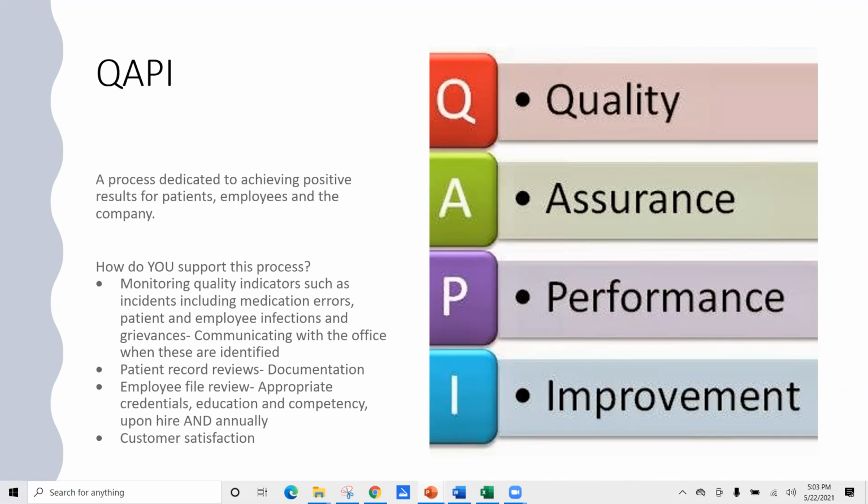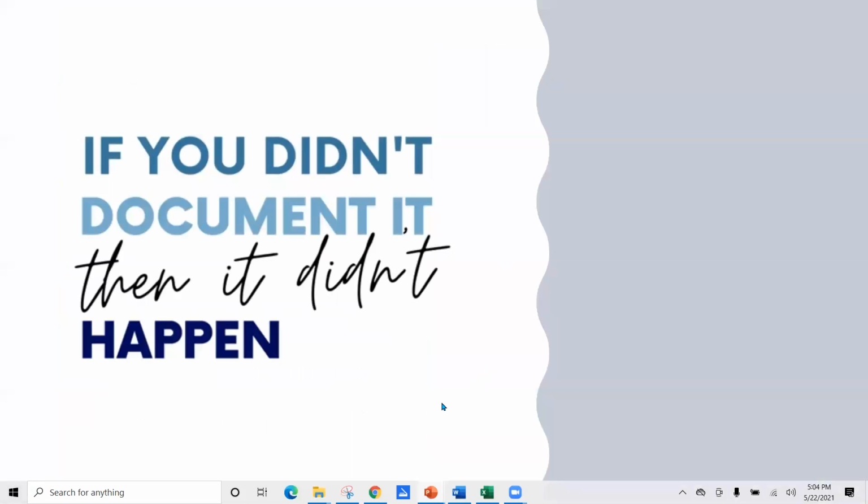Then we do patient record reviews. So your documentation is a pretty important part of our quality assurance performance improvement. Your employee file review is also part of this, making sure that you're appropriately credentialed, education and competency upon hire and annually. And also customer satisfaction. And you play a huge role in our customer satisfaction. So remember, if you didn't document it, then it didn't happen.